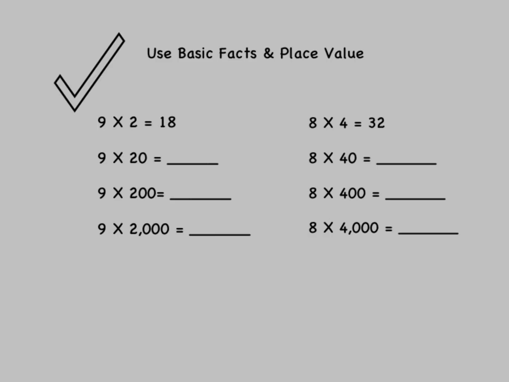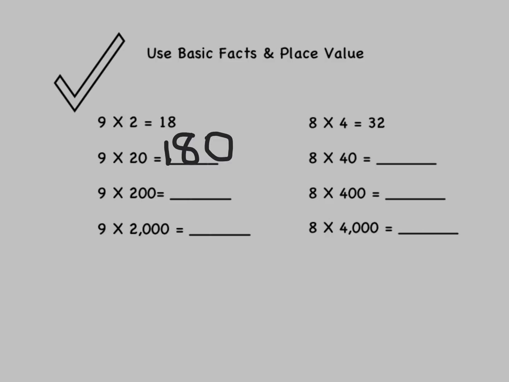I'm going to take what I know about 9 times 2 being 18 and apply it to 9 times 20. Watch how I solve this. 9 times 2 is 18, and I notice right away that my ones place is being held by a 0. So I know I have to put a 0 to hold my one place in my answer. So giving me 9 times 20 equals 180.